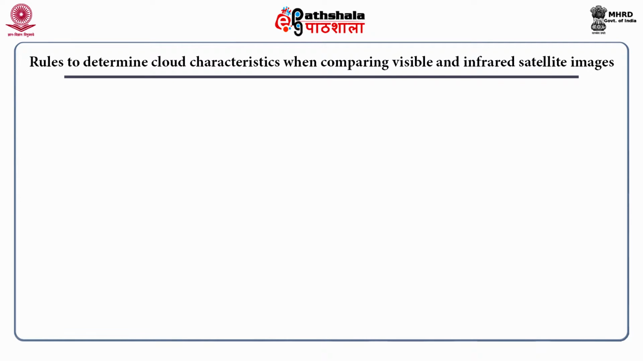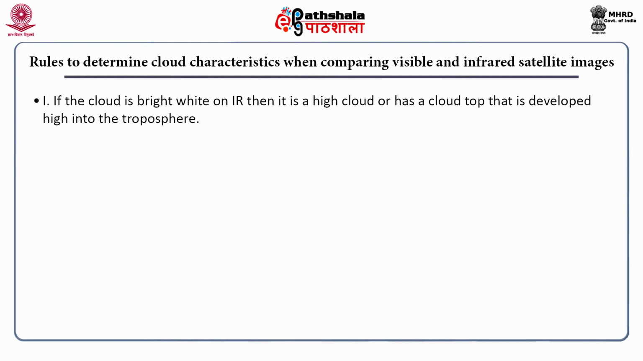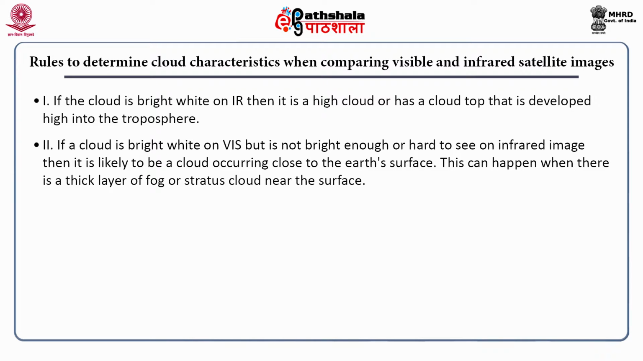Now, rules to determine cloud characteristics by comparing visible and infrared satellite images. If the cloud is bright white on infrared, then it is a high cloud or has a cloud top that is developed high into the troposphere. If a cloud is bright white on visible but not bright enough to see in the infrared, then it is likely to be a cloud occurring close to the Earth's surface. This can happen when there is a thick layer of fog or stratus cloud near the surface.